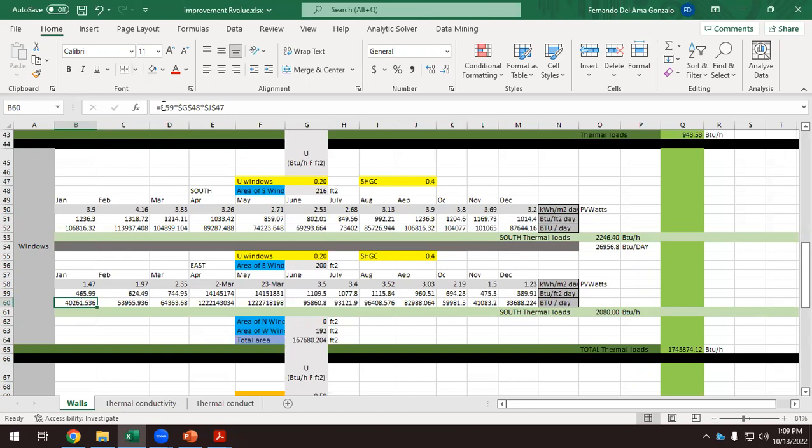Okay, so B59 is this one. And then this, I have to multiply this times the area of the windows times the solar heat gain coefficient. And if I want to drag this, I have to type dollar and dollar, dollar. I click OK. I drag everything here, and there you go.